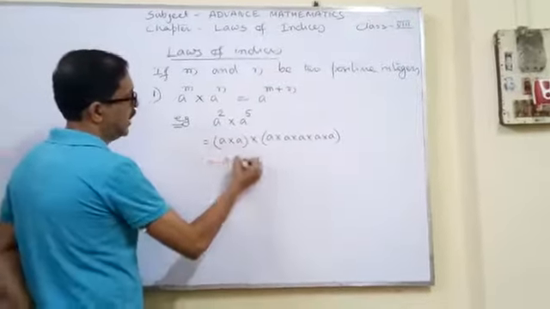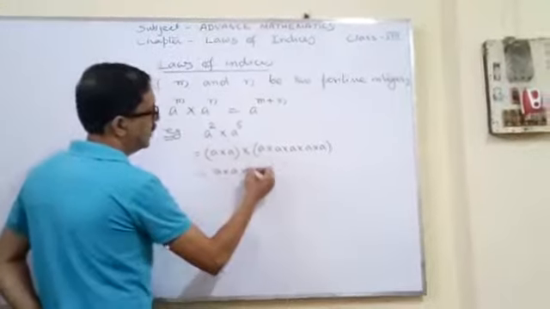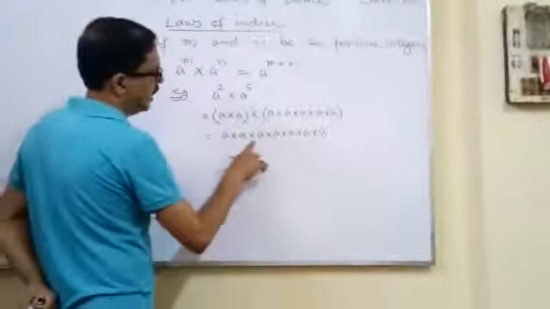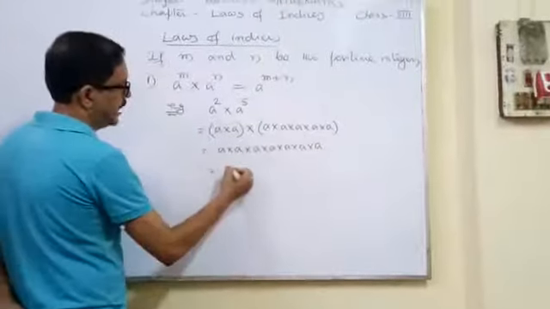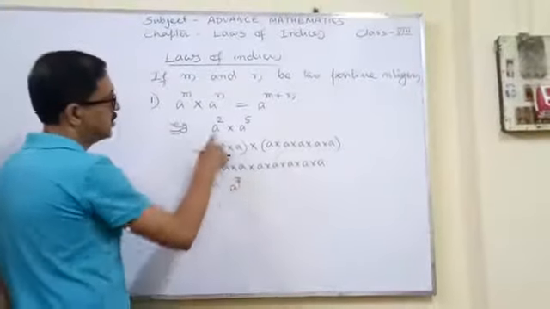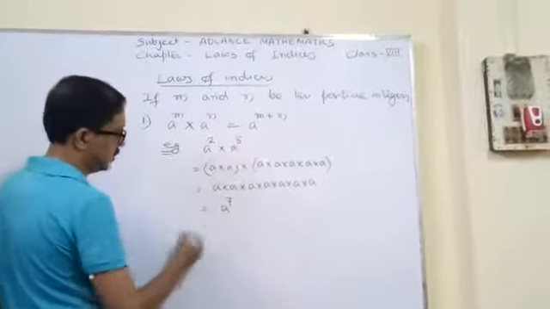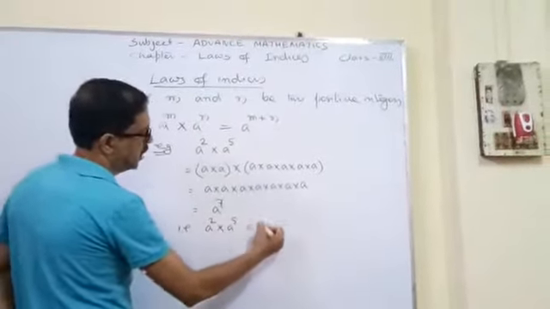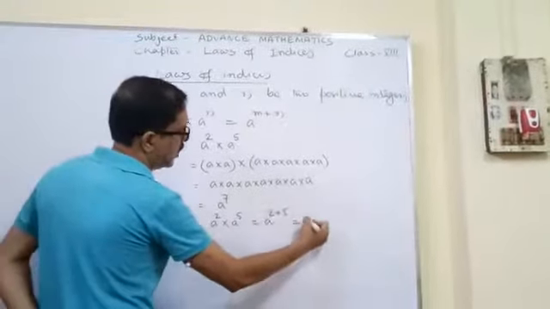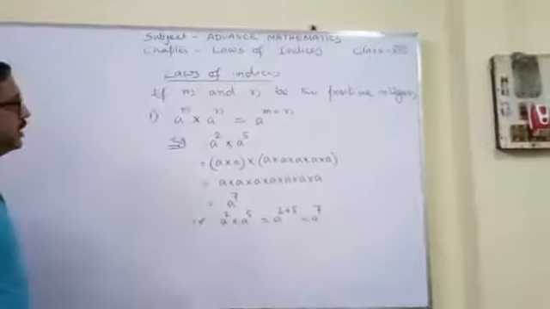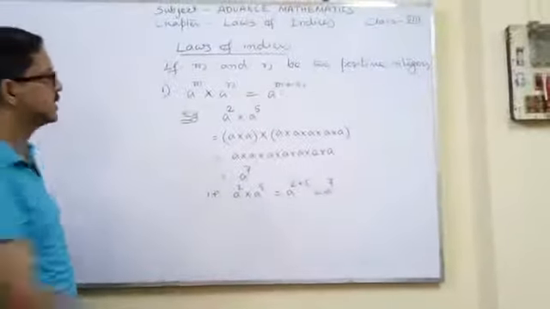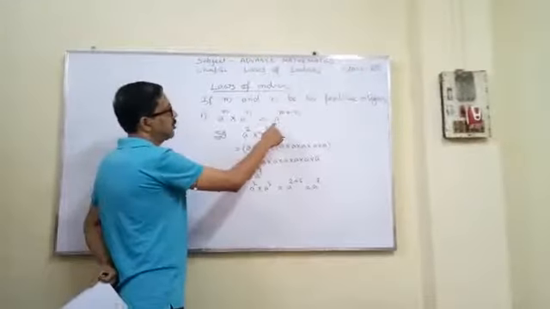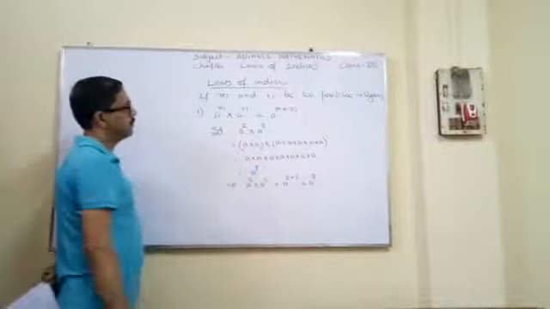If we write a into a, and again a into a into a into a into a, that is the product of a 7 times. Then we write this as a to the power 7. So a to the power 2 into a to the power 5 equals a to the power 2 plus 5, equals a to the power 7. So this is called the first law of indices. Please remember this law: a to the power m into a to the power n equals a to the power m plus n. And this is the example.